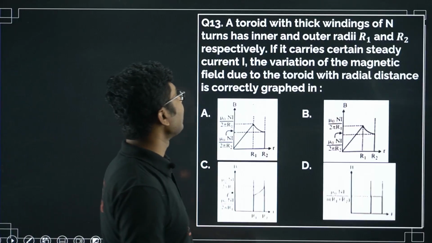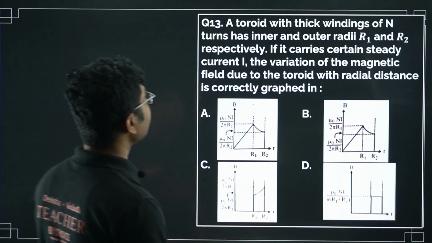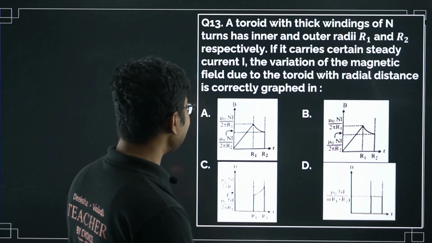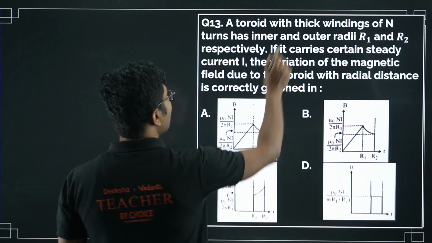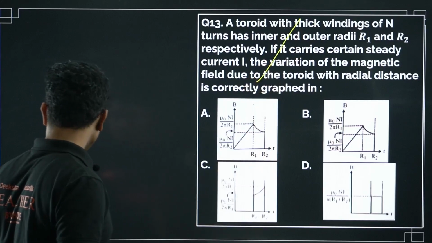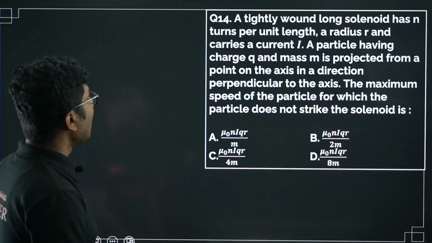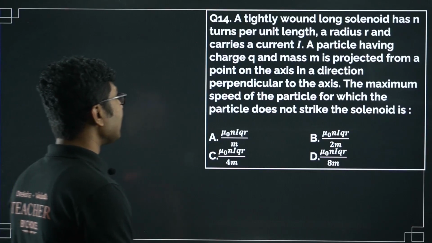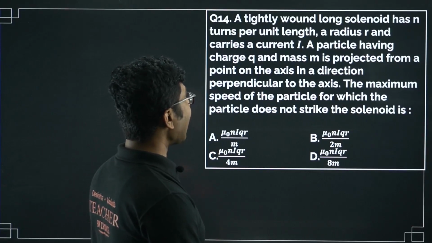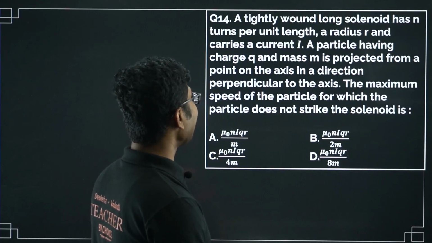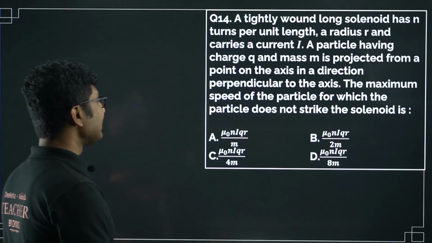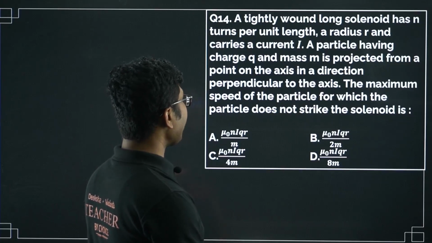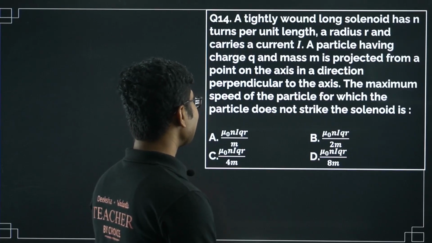Now let's see this graphical question. A toroid with thick windings of n turns. Now toroid is part of the deleted syllabus, so I am not going to solve this question. Now let's move on. A tightly wound long solenoid has n turns per unit length, radius r and carries a current I.